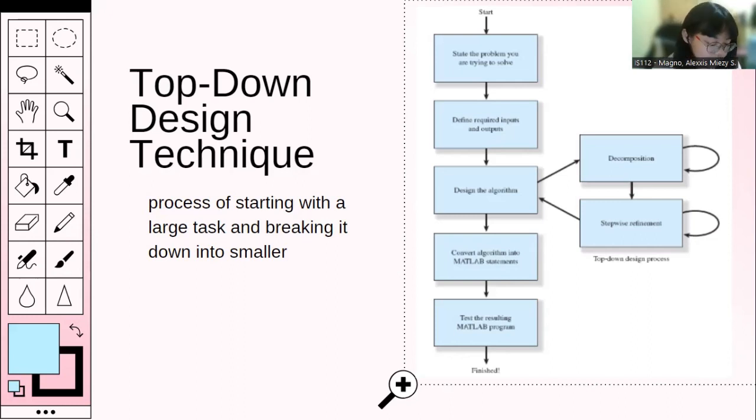The inputs to the program and the outputs produced by the program must be specified so that the new program will properly fit into the overall processing scheme. And then the third step is designing the algorithm that you intend to implement in the program. An algorithm is a step-by-step procedure for finding the solution to a problem.